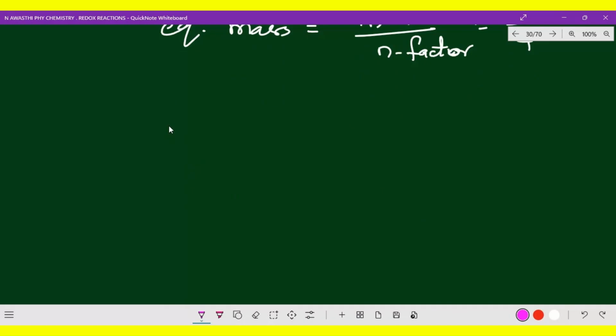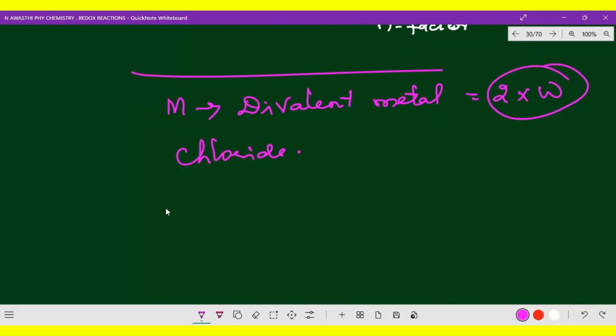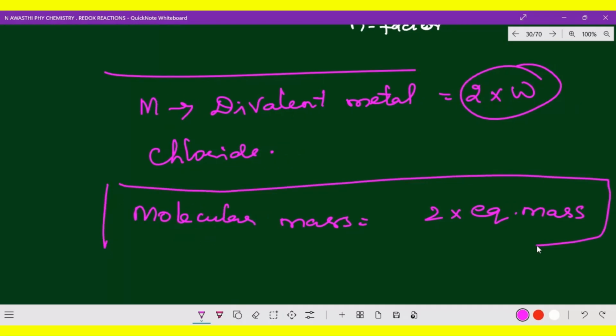Now here, this is a divalent metal. Chloride means we have to identify the complete idea. The molecular mass, since it is divalent, is twice, so 2 into W. Here is one more point: molecular mass equals 2 into equivalent mass. This is another statement. This 2 is the divalent, as I mentioned here.